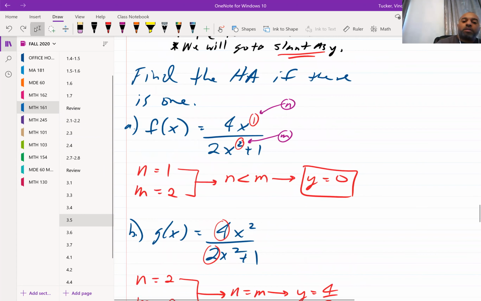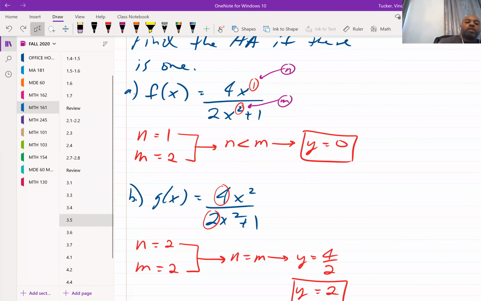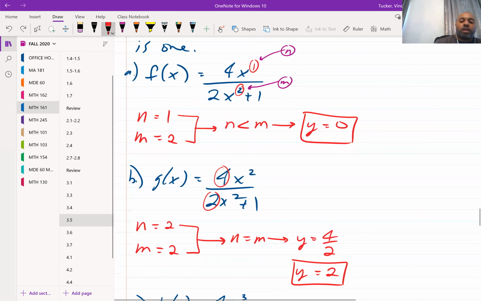All right, next one. Here, the highest exponent for each is 2. Since they are equal, we'll take the coefficients, 4 and 2. And so y is equal to 4 over 2, which is just 2.